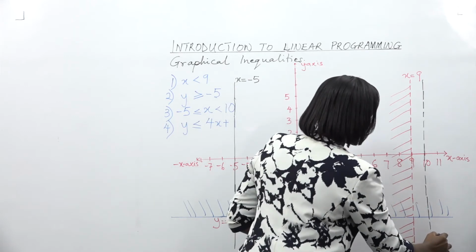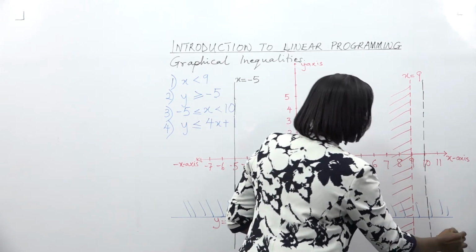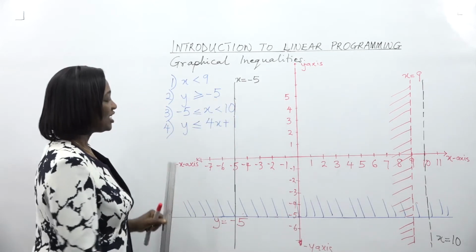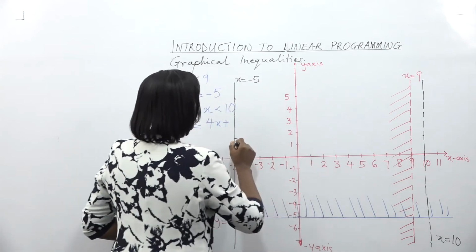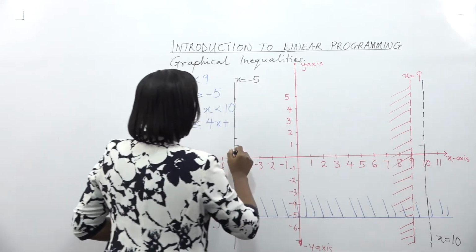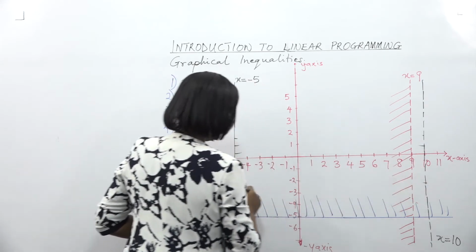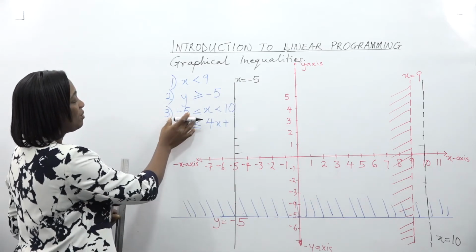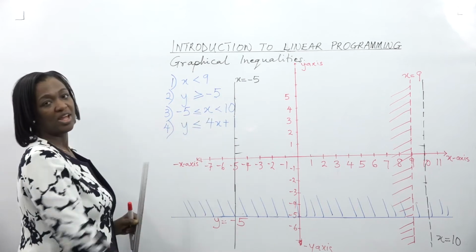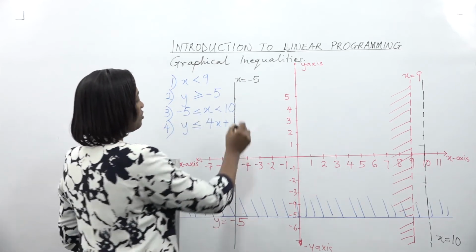That is the line x is equal to 10. So this entire boundary, this entire region, from one black line to the other, satisfies the inequality minus 5 less than or equal to x less than 10. I hope you understand.